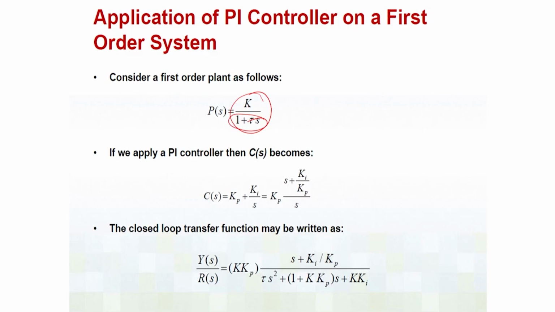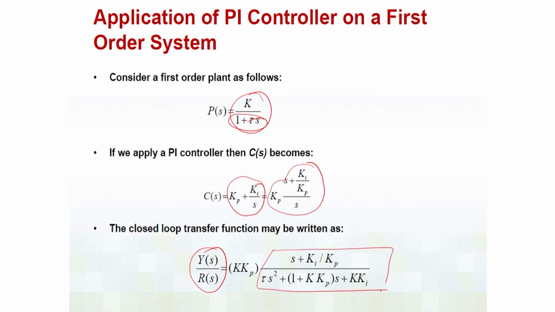Now, if I apply on this system a compensator like PI, which is Kp plus Ki over S, then you can write this whole thing in this manner, so that you get 1 pole and 1 zero, and you can write the complete transfer function following what I have earlier written, and you will get this typical transfer function. See what is happening.